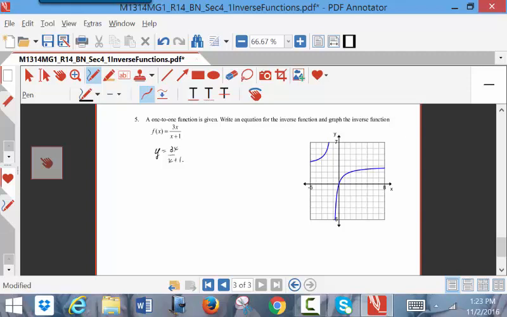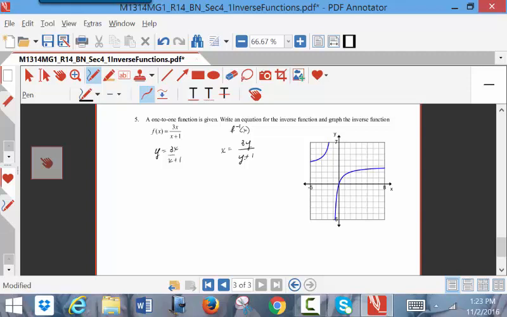What a mess! Is that thing one-to-one in blue? And yeah, it is. Okay, it does pass the horizontal line test. So let's take a look at the inverse and see if we can come up with it. So the inverse would be x equaling 3y over y plus 1. How in the world do we solve this thing for y?